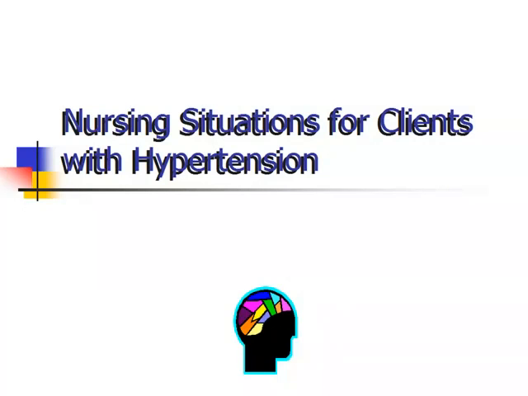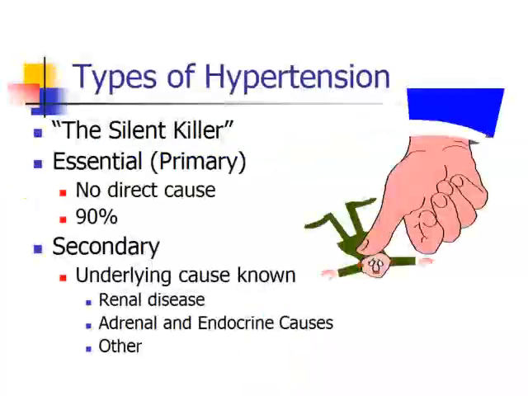Stage 2 hypertension is a systolic greater than 160 and a diastolic over 100. And these particular patients are usually treated with different drug combinations to bring the blood pressure down. Please see your book for classifications of blood pressures and some further information. Types of hypertension are essentially broken down into primary and secondary hypertension.